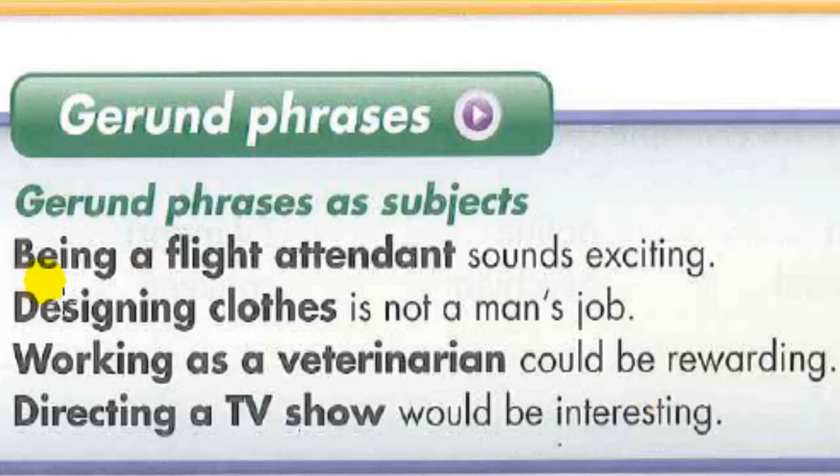So we have here verb, gerund phrase as subject, plus verb, plus object or adjective. The gerund phrase as subject: being a flight attendant, designing clothes, working as a vet, directing a TV show. Then we have the verb, like the verb to be: is, sounds, could be, must be, would be, plus object or adjective. Adjective: exciting, interesting, rewarding, interesting. Or object: man's job. So I have subject, verb, object. British object, American object. Designing clothes is not a man's job.